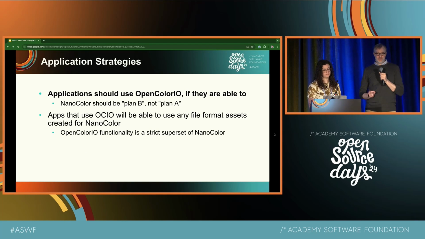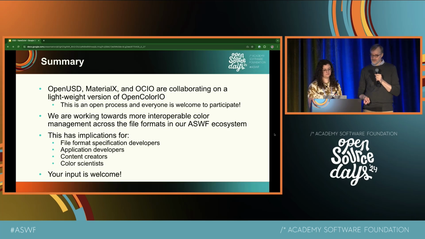Finally, let's talk about the strategies from the application point of view. So we want to make it very clear that NanoColor should be plan B, not plan A. So if you're already using OpenColorIO, please continue to do so. Apps that use full OCIO will be able to use any file format that assets that are created for NanoColor, because OCIO functionality is a superset of what's in NanoColor.